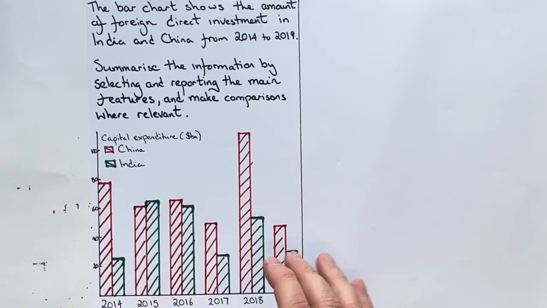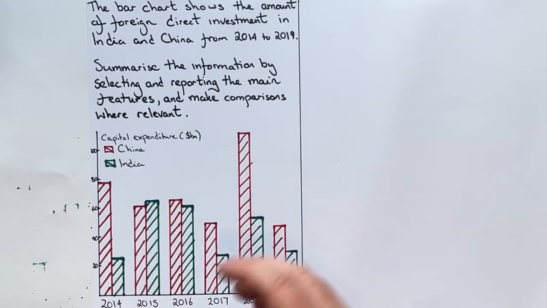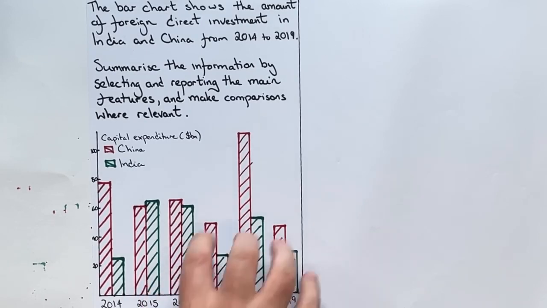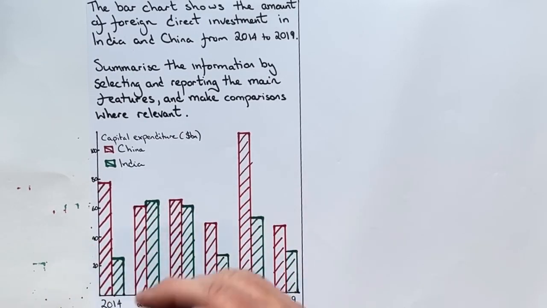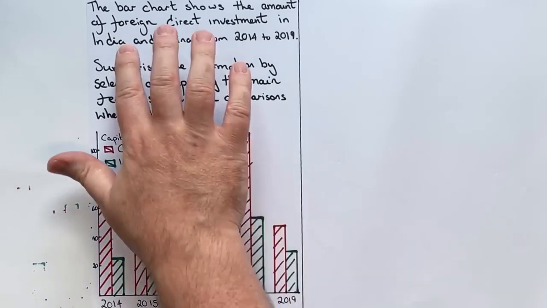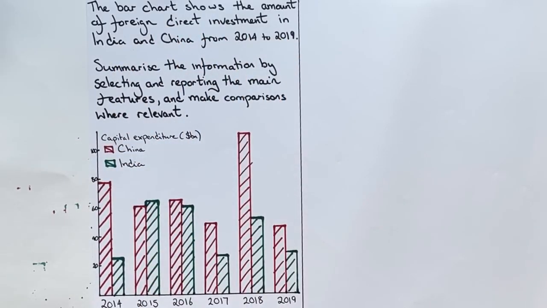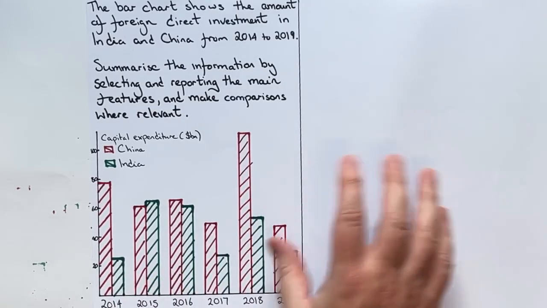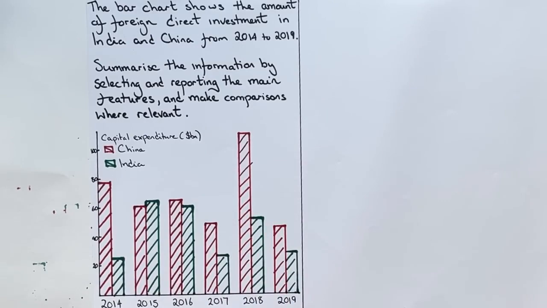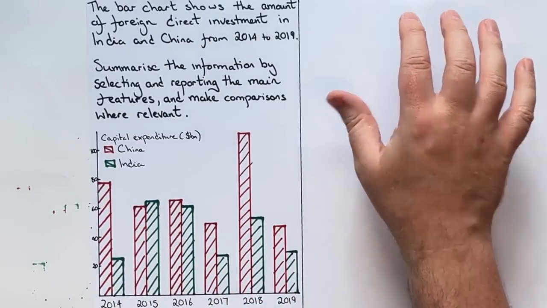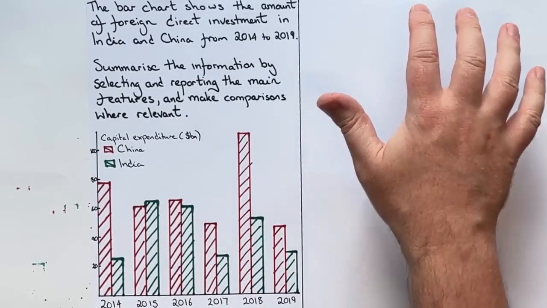Then we're also going to look at maybe the biggest, the smallest. As we can see, China here has this massive amount of investment in 2018, so we're probably going to mention that. And then if we look overall, it's easy to see that overall, throughout this period, China has more foreign direct investment than India. And that's where the comparisons come in. So you'll see when we start to write about this data, those are the main things that we're going to write about. But first, let's look at the first part of our structure, which is our introduction.